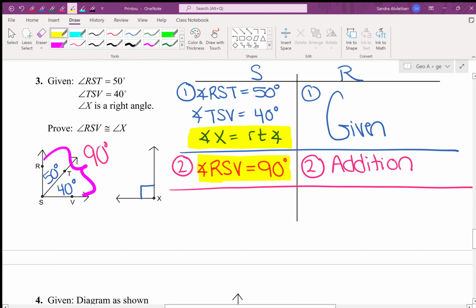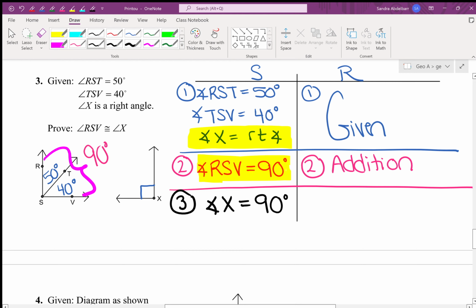I'm going to do the second option. I'm going to show you something different. We're going to write that angle X is 90 degrees. So step number 3, I'm going to say angle X equals 90 degrees. So we were given that it's a right angle, and now we're stating that it's 90 degrees. How do we know that it's 90 degrees? We didn't just make it up.